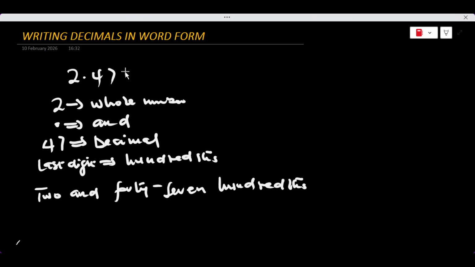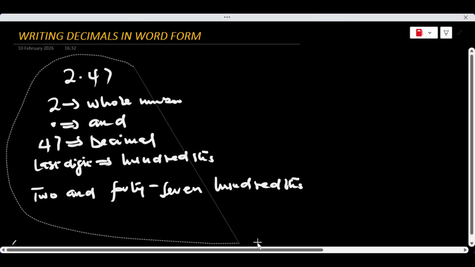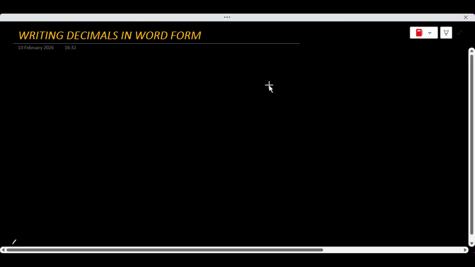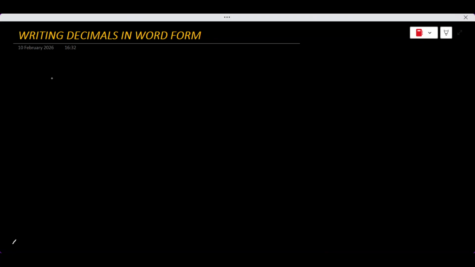All right, so let's look at our next example. You can pause the video and then try your hand on it and then come back to confirm if your answer is correct. Now this will be quite tricky. We have 0.3 to be written in word form.